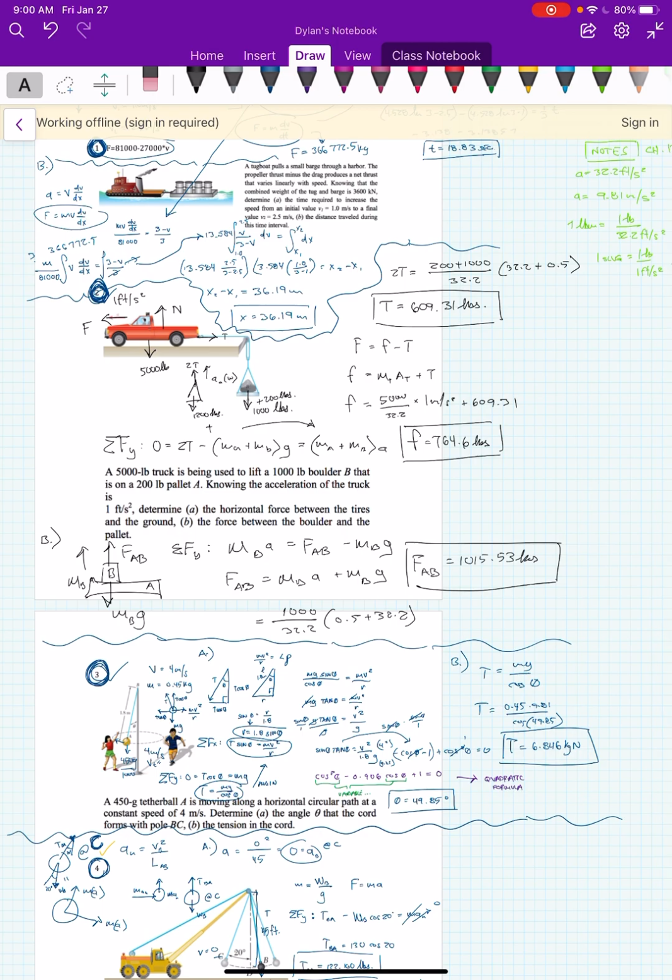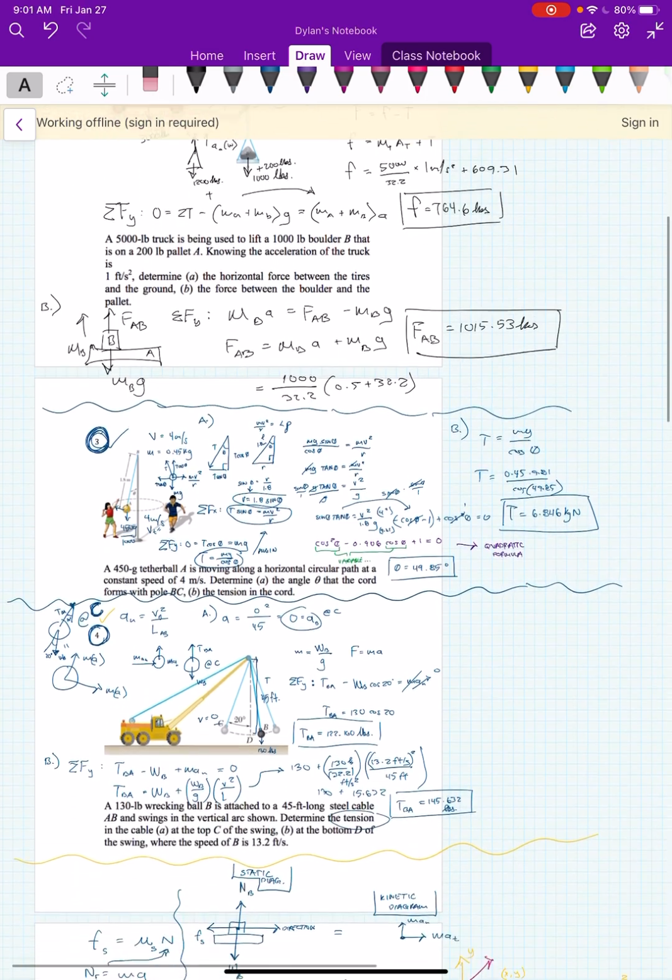And then since I knew that, I could do the sum of the forces in the y direction with my first equations there, remanipulate it and find the force between the boulder and the pallet itself. I had to draw a new free body diagram and solve there.